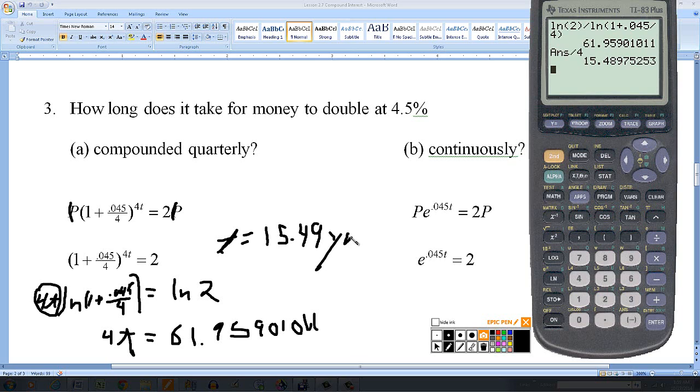So this is telling me that any amount that I have will double in 15.49 years. So say I had $10, and the inflation rate was 4.5% compounded quarterly. Let's say that was the inflation rate. If it stays constant, then in 15.49 years, the amount, say $10, will double to $20. Any amount.